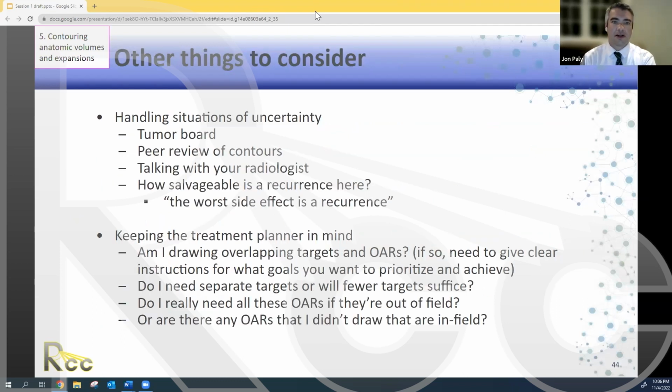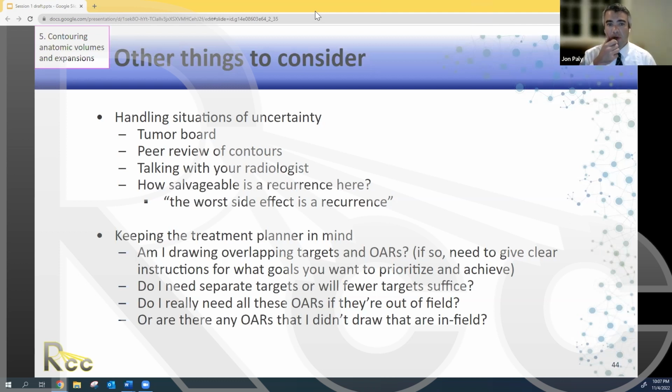Some other things to consider, this is a little bit of the miscellaneous stuff, but helpful nonetheless. And that's what to do when you're uncertain, when you're worried about what you're drawing or if you're missing something. I like to bring those questions to one of these places. The tumor board, if you're fortunate to have one, is a great environment to talk to the surgeon and the radiologist about these findings and discuss the areas that are in special need of coverage or at risk. Peer review of contours, if you're fortunate to have colleagues around you that can review your contours, is always excellent to get a second set of eyes on things as well.